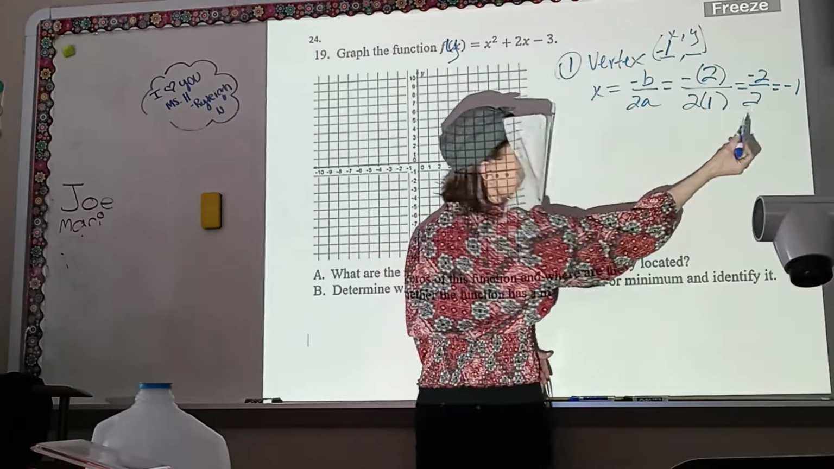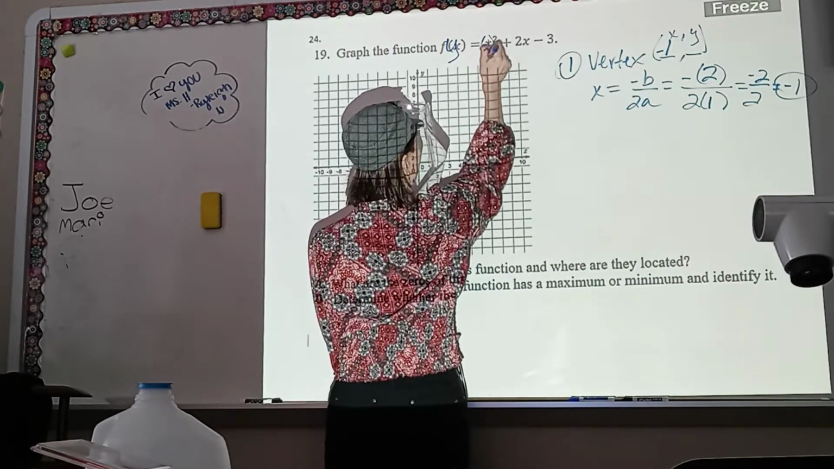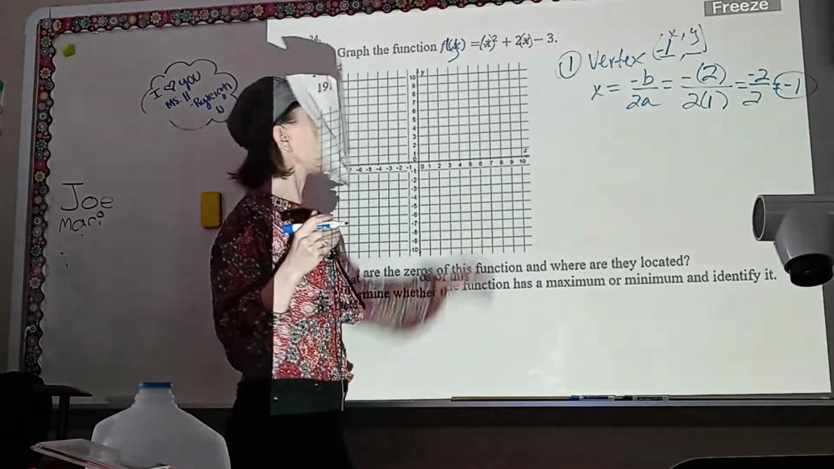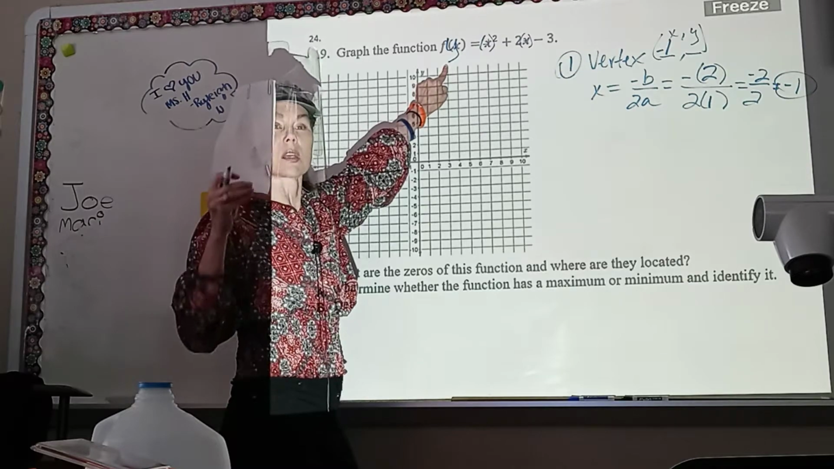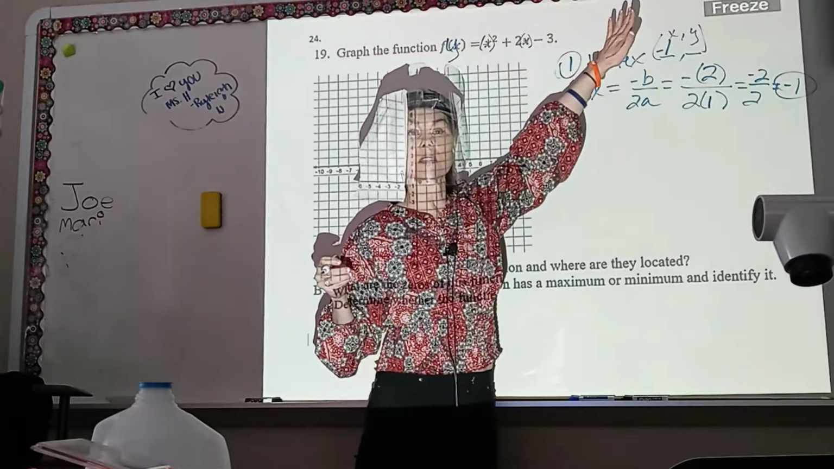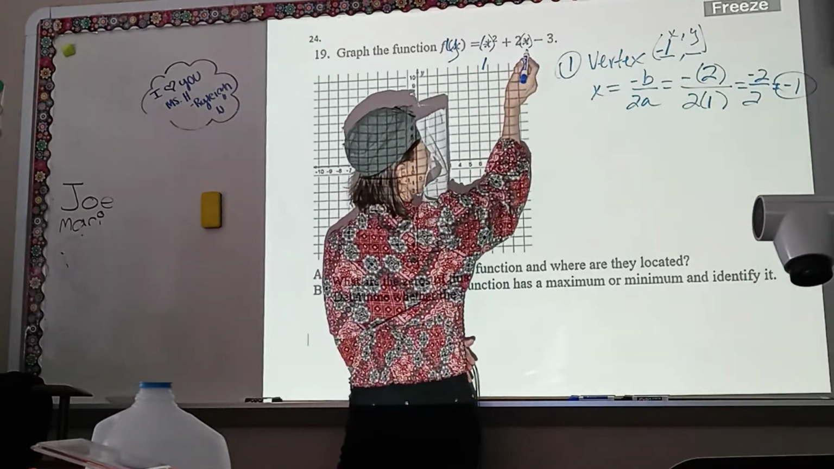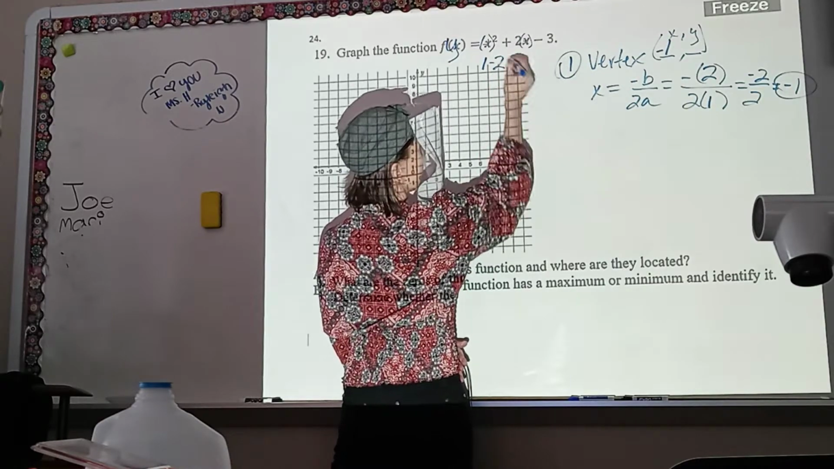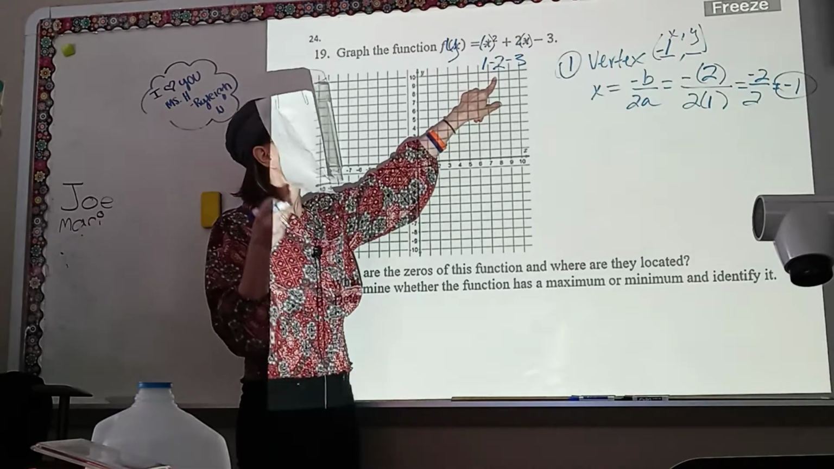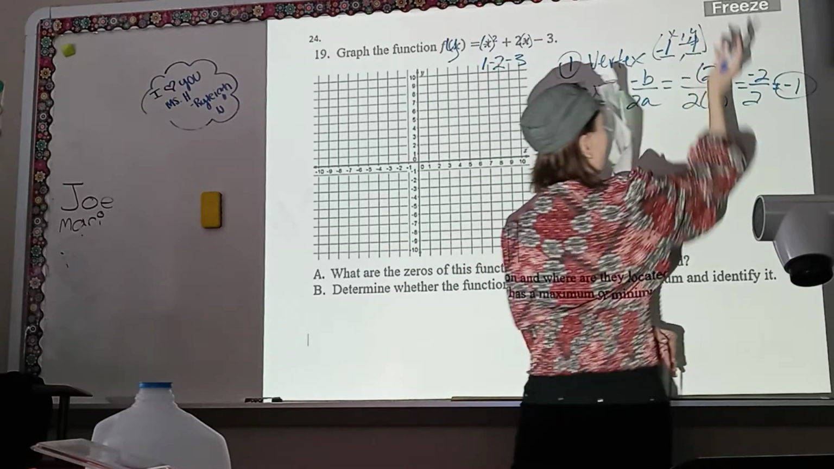Since we know that the x value of our vertex is negative 1, if I put negative 1 in here for each of our x values and do the math, then you're going to find out what y is equal to. If you do the math with me, negative 1 squared is 1, 2 times negative 1 is negative 2, and negative 3. So 1 minus 2 is negative 1, and negative 1 minus 3 is negative 4. So let's put negative 4.